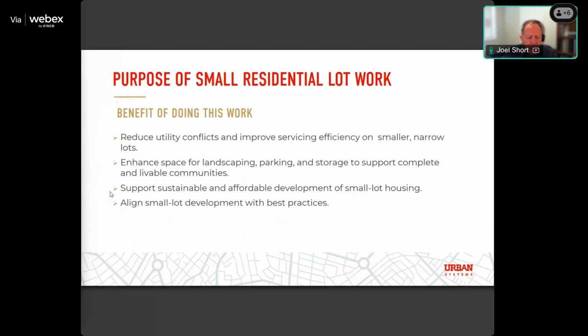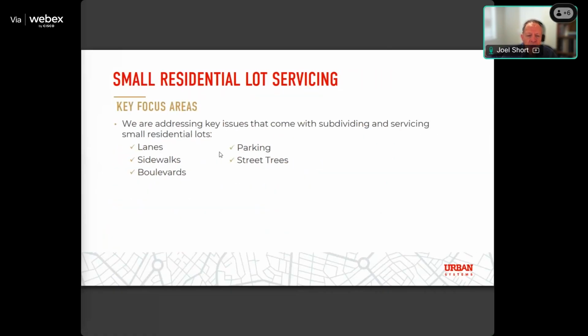Now, looking at these small lots, the benefit is you could reduce some of these utility conflicts and improve the servicing efficiency with these narrow lots. We could enhance the space for landscaping, parking, and storage for these complete and livable communities, and also support more sustainable and affordable development of small lot housing and small units, and align that with best practices. So when the rubber hits the road, what we're really talking about is lanes, sidewalks, boulevards, parking, and street trees. Those are the key focus areas.